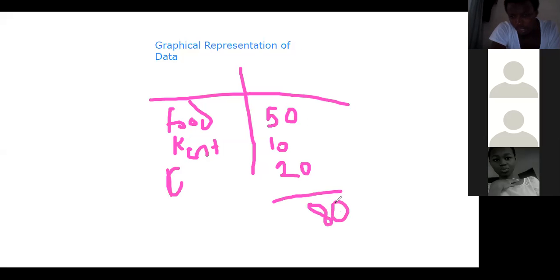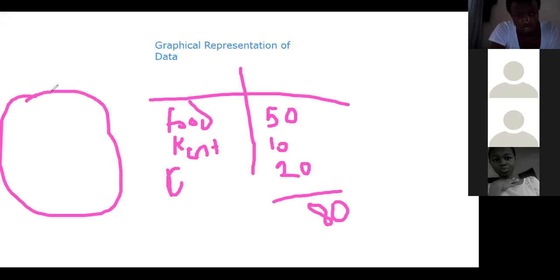Now after finding $80, we are going to represent it in the form of angles and in a circular way. So we draw our circle using our compass. We've already done this at GHS level, so we know how it works. So we do it, then you can do your own.